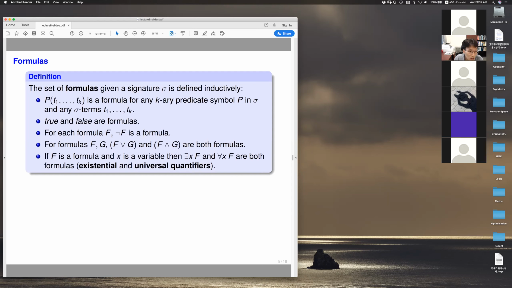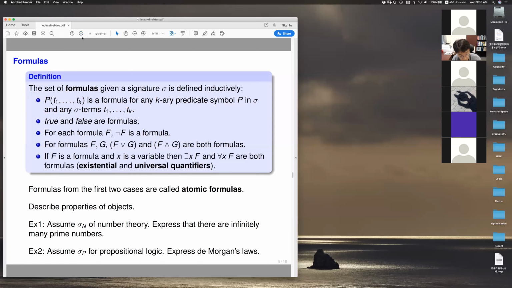I feel like I'm saying something obvious in a very complicated way, but this is something most of you are already familiar with informally. It's just that we make everything formal so that we can do proofs about all the syntax, all the formulas defined in first order logic. The first two cases are called atomic formulas.